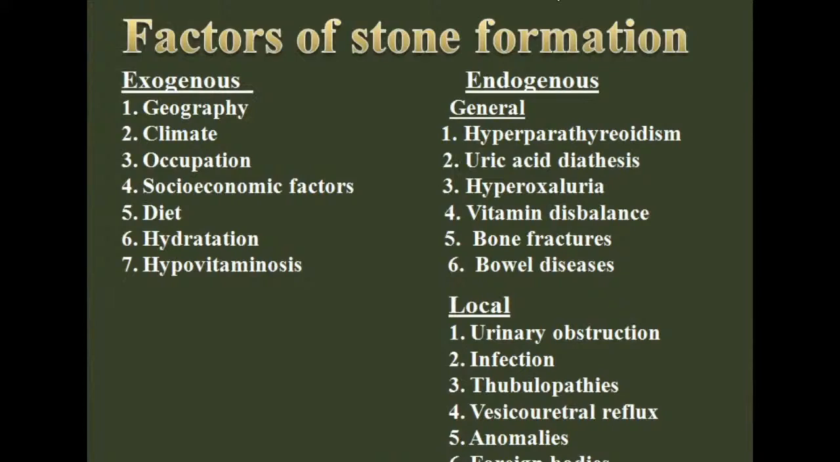We can divide the numerous factors contributing to stone formation into exogenous and endogenous, and the latter into general and local. First, you can see geography. Prevalence of stone disease is higher in mountainous, desert, or tropical areas. Countries with a high incidence of stones are the United States, British Isles, Scandinavian countries, Mediterranean countries, Northern India and Pakistan, Northern Australia, Southern Europe, Malaysian Peninsula, and China.